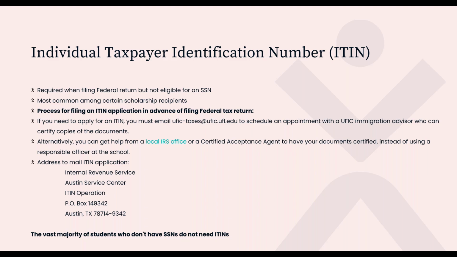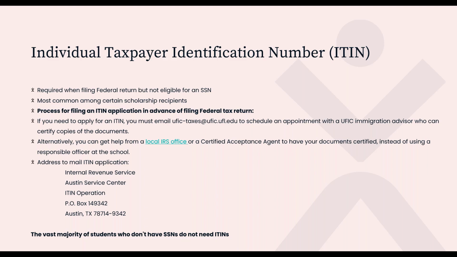But where the process changes then is where you're applying for an ITIN alongside your federal tax return. At that stage, the responsible officer at the school can no longer certify the documents unless they're a certified acceptance agent. So in this case, if you're applying for an ITIN alongside your federal tax return, you'd need to have your documents certified by a CAA, a certified acceptance agent, or at a local IRS office, or at the governmental department that issued your identification document, or at a US embassy or consulate.